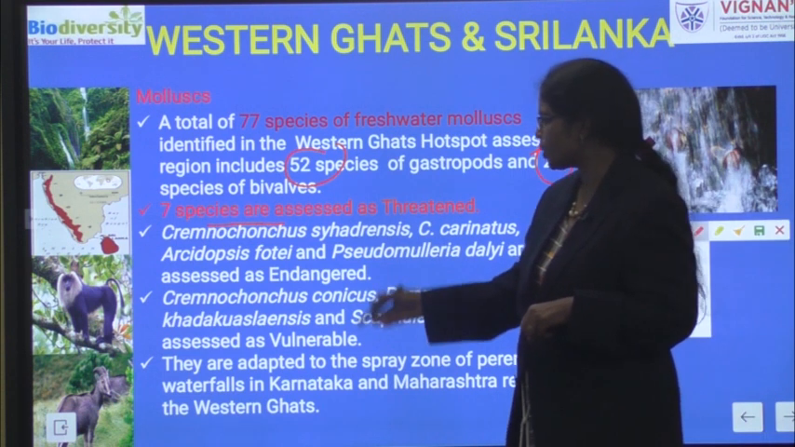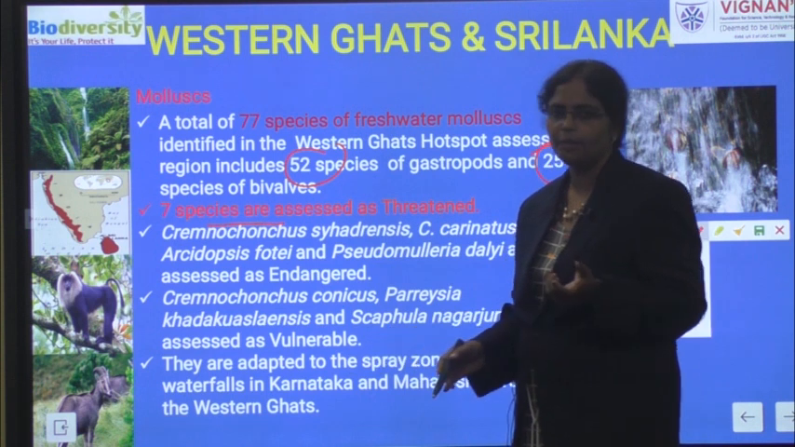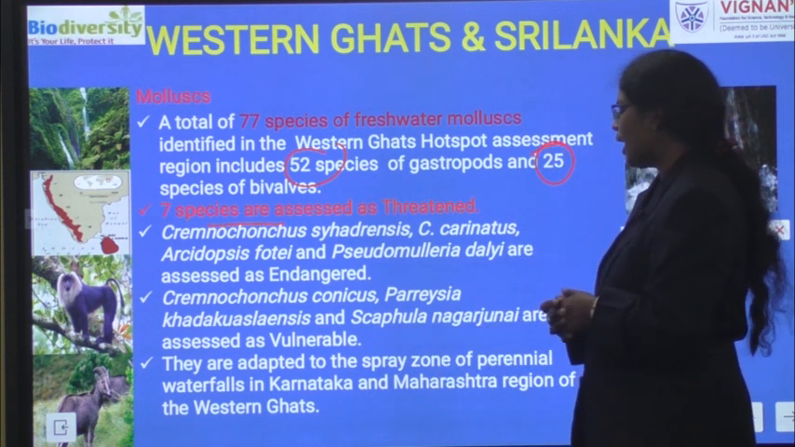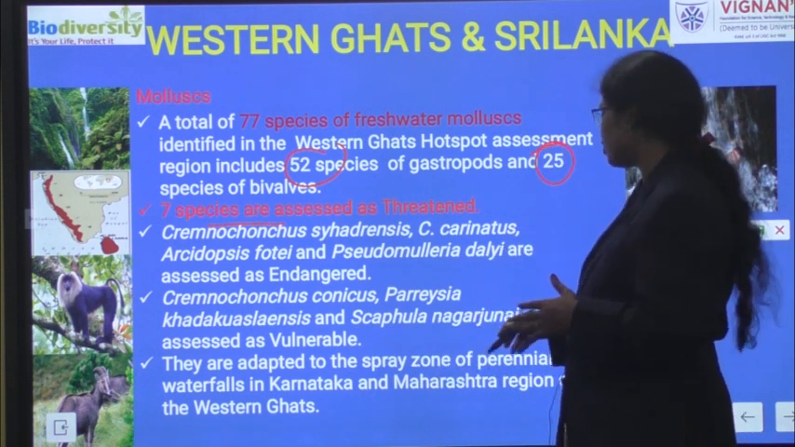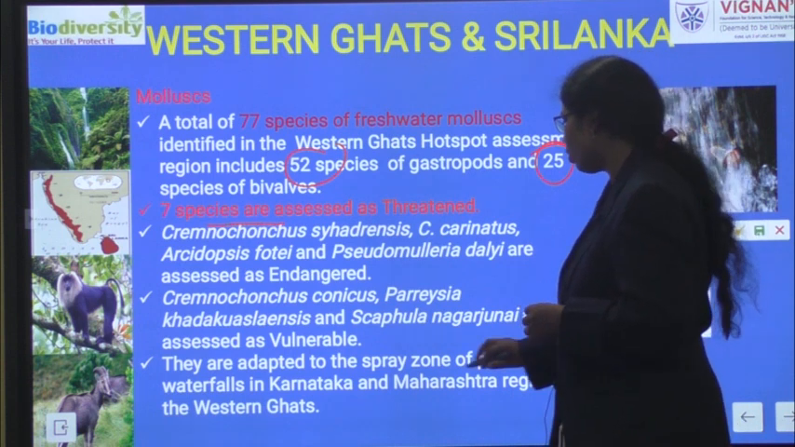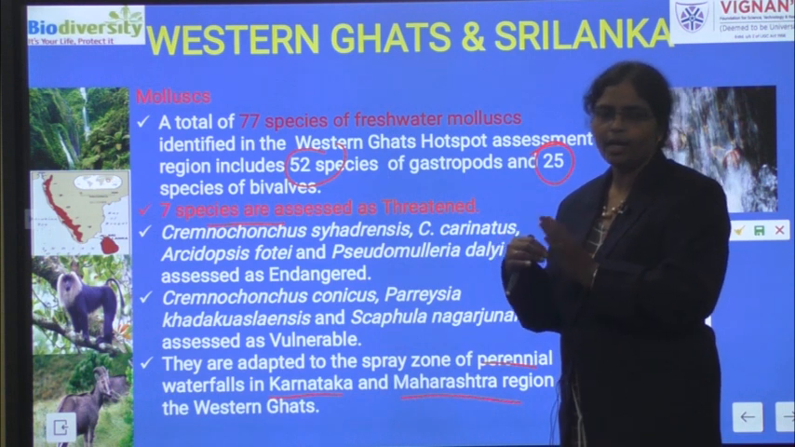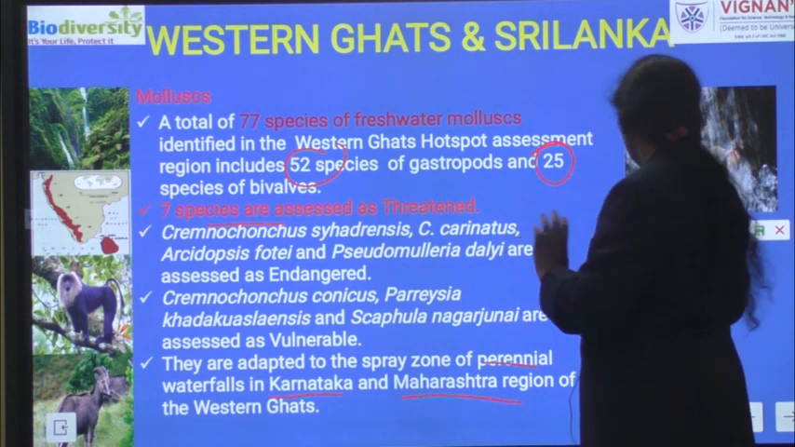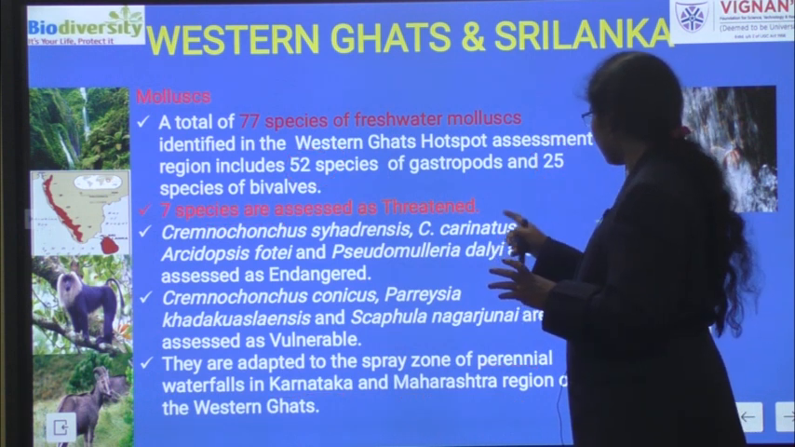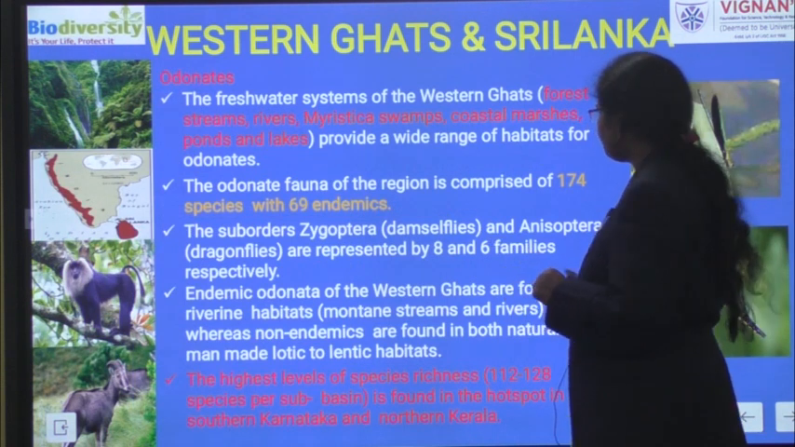So, these are the various species of molluscans available in the Western Ghats region, and they are adapted to this particular region, that is, the perennial waterfalls in Karnataka as well as Maharashtra. They are adapting to that environment and sustaining in it.